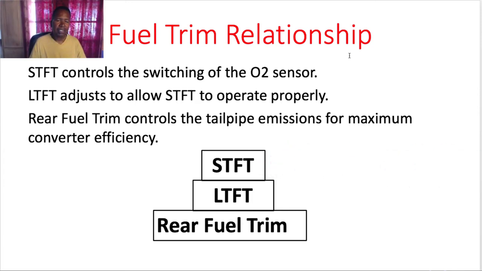Short-term fuel trim controls the switching of the O2 sensor. Like I said earlier, the short-term is following the O2 sensor. It keeps the O2 sensor switching. Long-term fuel trim adjusts to allow the short-term fuel trim to operate properly. So the long-term fuel trim is following the short-term fuel trim. And again, the long-term fuel trim is plus or minus 10 also. The only thing with the long-term fuel trim is it has a bigger correction value than the short-term fuel trim. And some systems have a rear fuel trim strategy. That won't be discussed on this test, but that's probably something they want you to know.